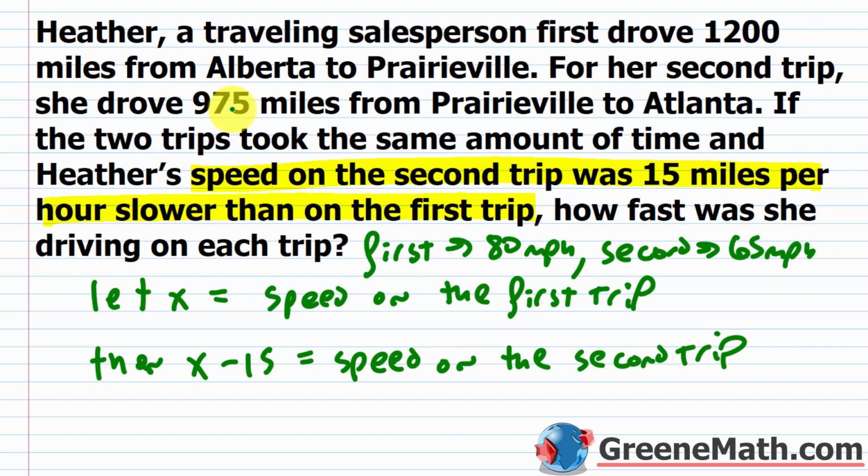Well, let's punch that into the calculator. And 15 times 65 is 975. So this is a verified solution. On the first trip, or from this Alberta to Prairieville, she was traveling at 80 miles per hour. On the second trip, where she's going from Prairieville to Atlanta, she was traveling at 65 miles per hour.